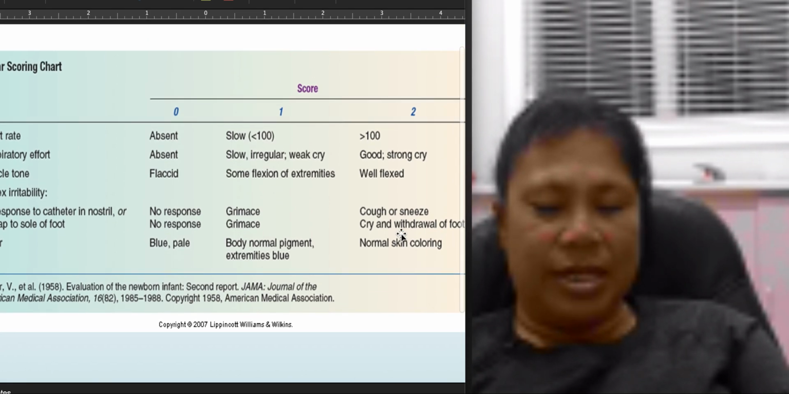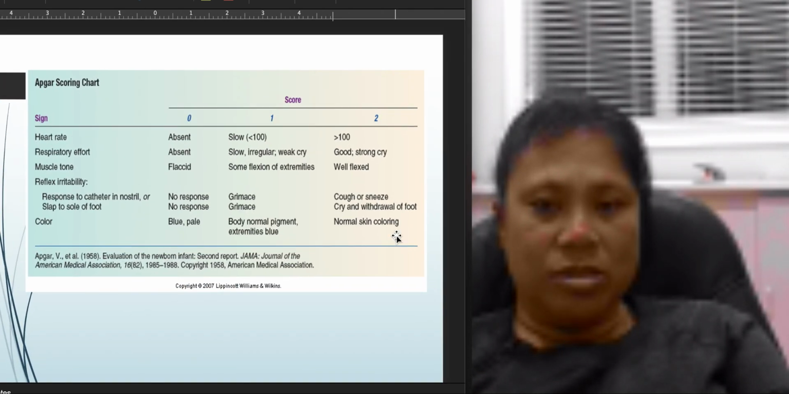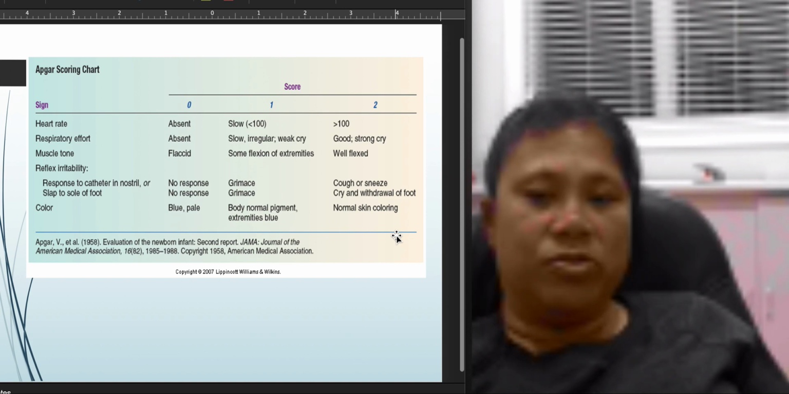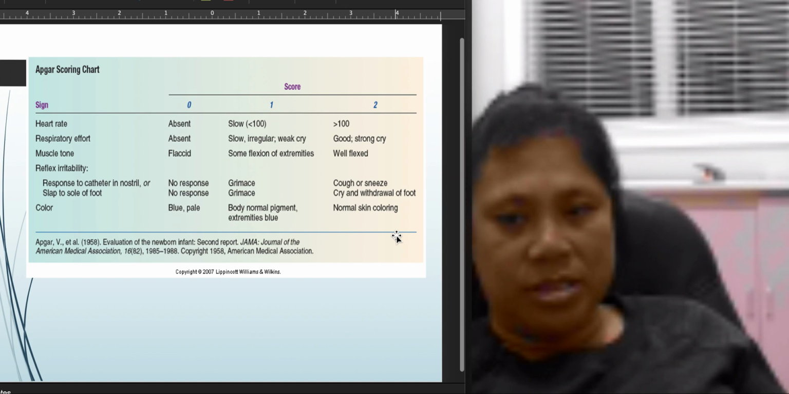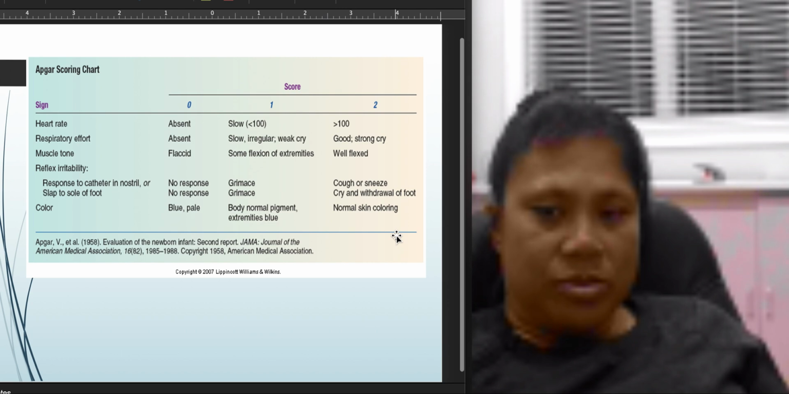A couple slides ago, we were talking about the APGAR score. This shows 0, 1, and 2 based on heart rate, respiratory rate, muscle tone, reflex irritability, and color.